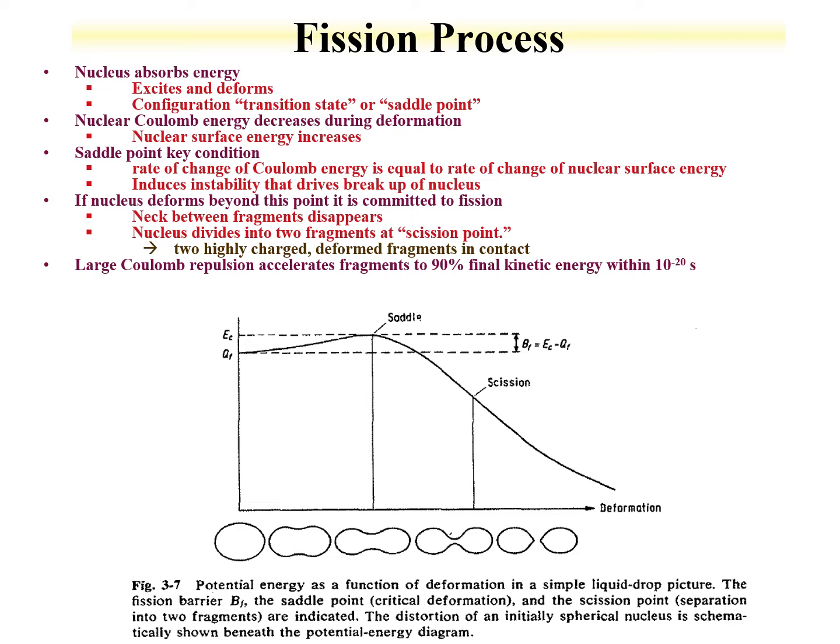Beyond this point, we have fission. We have the scission point, where the nucleus divides into two fragments. The high charge in each fragment accelerates the particles away from each other, and we get about 90% of the final kinetic energy within a very short period of time, 10 to the minus 21 seconds.